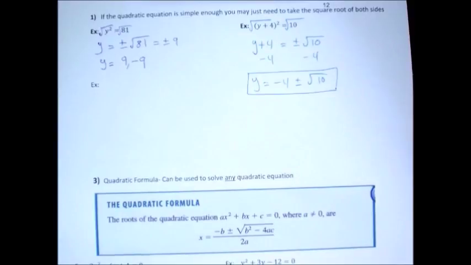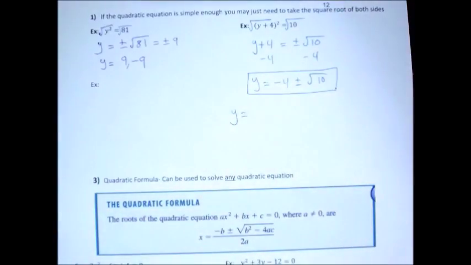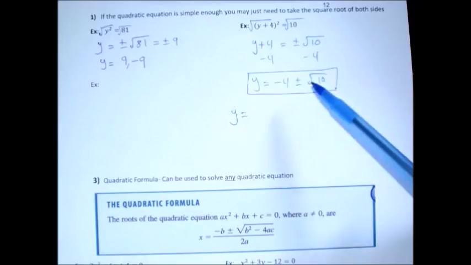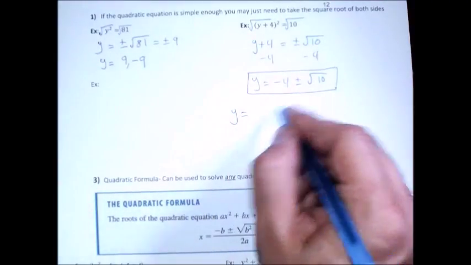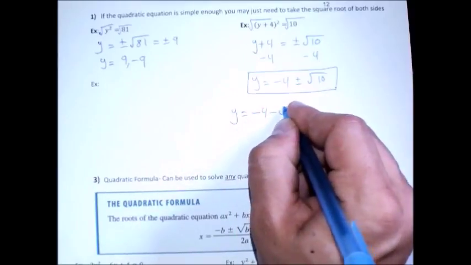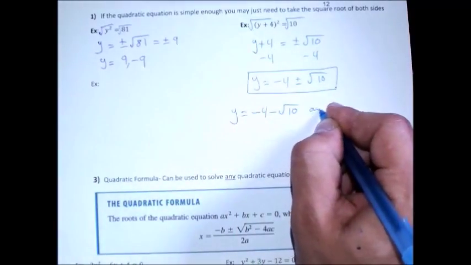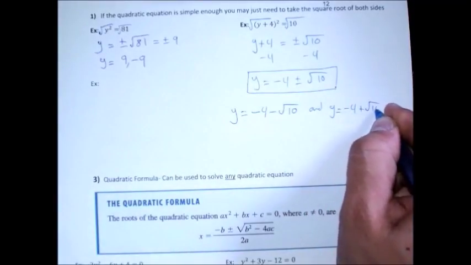And so that's a good answer. Just to be clear, it's two answers. Let me show you how to enter this in WebWork if you need to. On a homework, or a test or a quiz, minus 4 plus or minus square root of 10 is a perfectly great answer. But in WebWork, sometimes it wants you to enter them separately. So just to be clear, this expression means that y equals minus 4 minus square root of 10, and y equals minus 4 plus square root of 10. So we get two answers there.